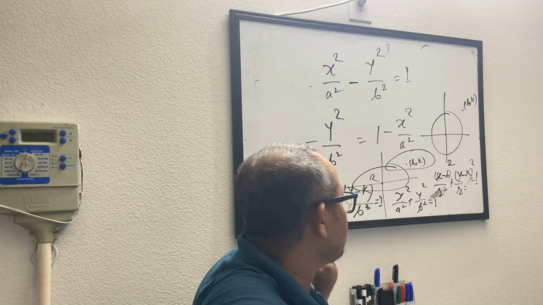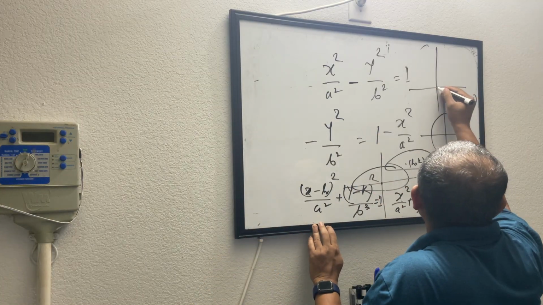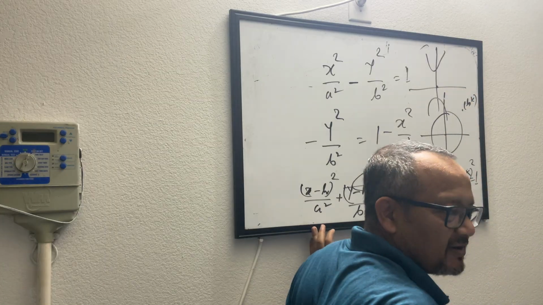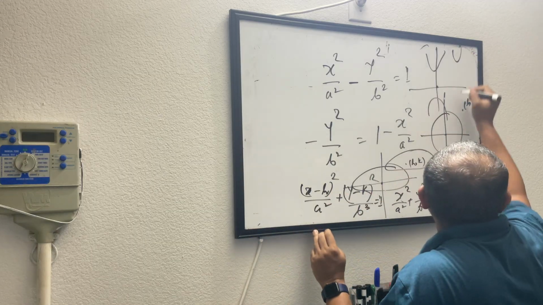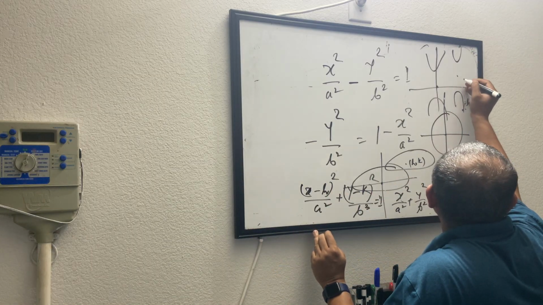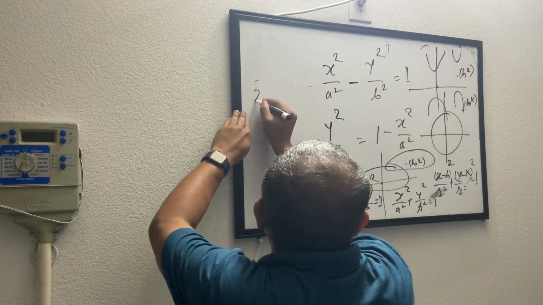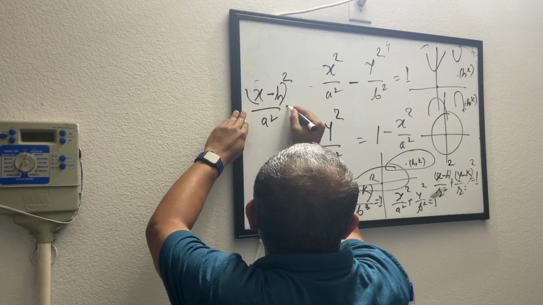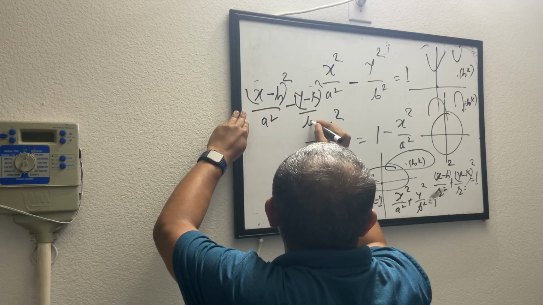Okay. Similarly, if you have a hyperbola, and in the case of hyperbola the center is here, okay. So if the hyperbola moves here, let's say, and the center comes here with h and k, your equation for the hyperbola will change to x minus h squared by a squared minus y minus k squared by b squared equals 1.